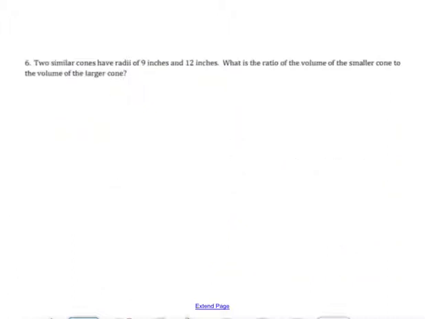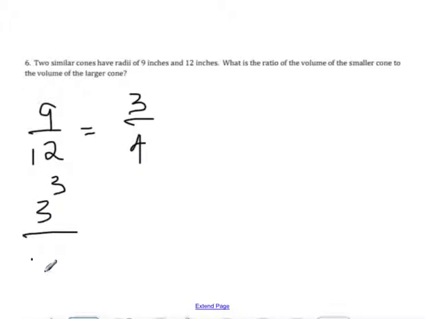Next, let's take a look at number 6. Similar cones have radii of 9 and 12. What is the ratio of the volume of the smaller cone to the volume of the larger cone? Well, first let's figure out what our scale factor is. It's going to be 9/12, but I like to reduce that fraction. 9 and 12 are both divisible by 3, so then I get 3/4.